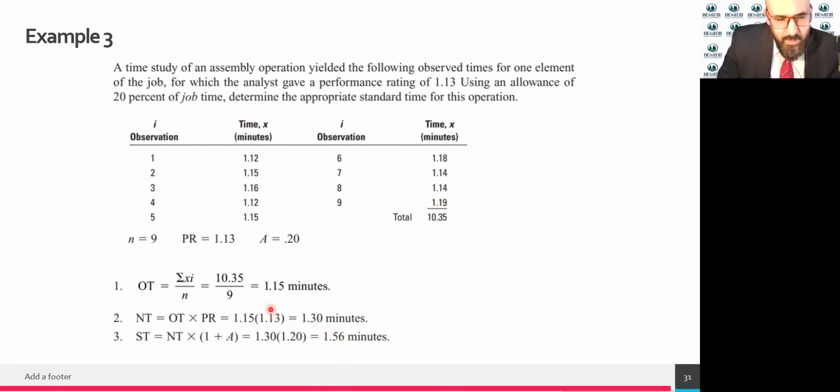Keep an eye on the observed time, which is 1.15. That's the average time. So why is the 1.56 more? Because we give some allowance for performance and so on.